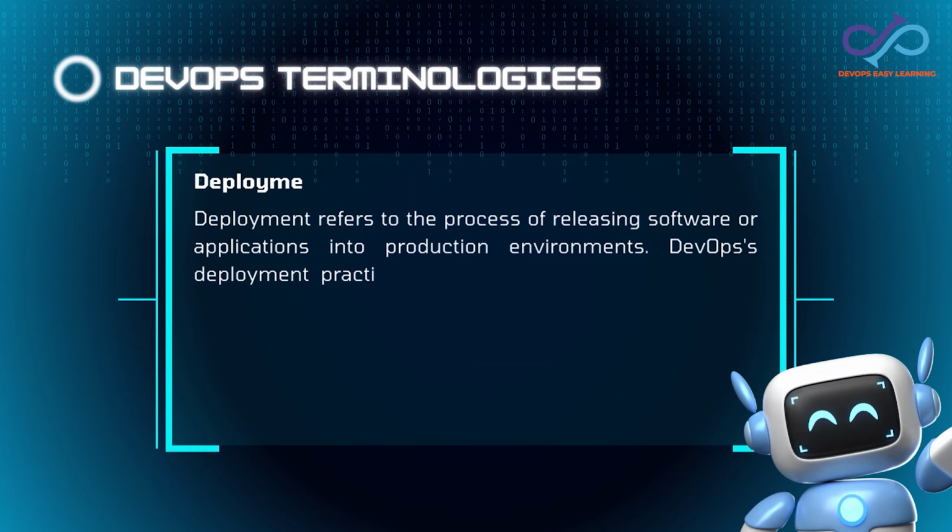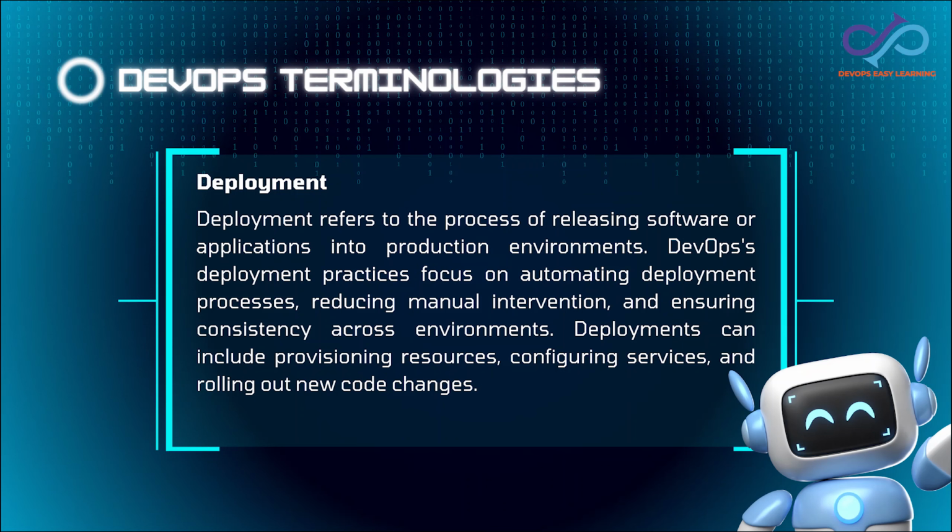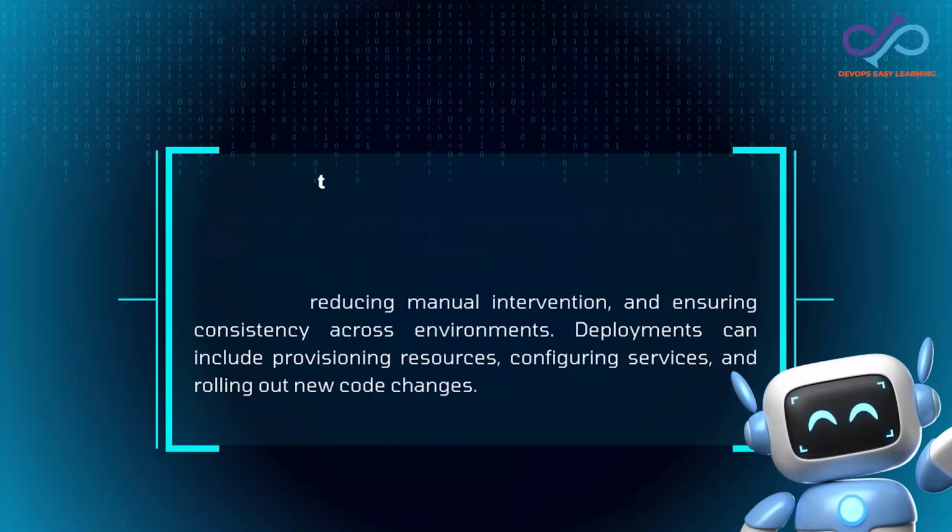Next is deployment. Deployment refers to the process of releasing software or applications into production environments. DevOps' deployment practices focus on automating deployment processes, reducing manual intervention, and ensuring consistency across environments. Deployments can include provisioning resources, configuring services, and rolling out new code changes.